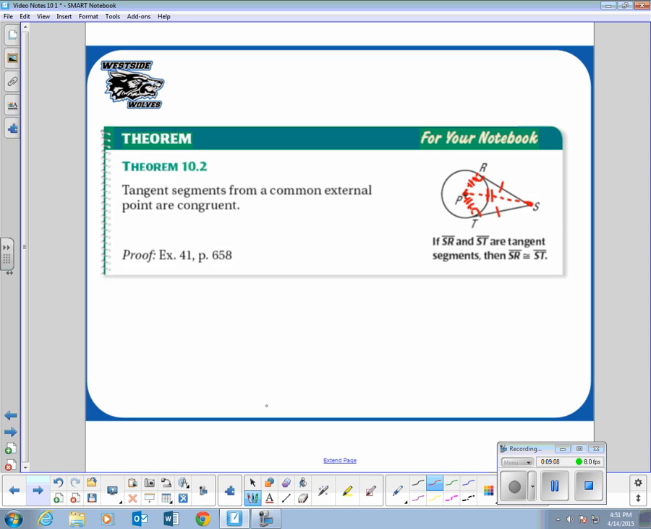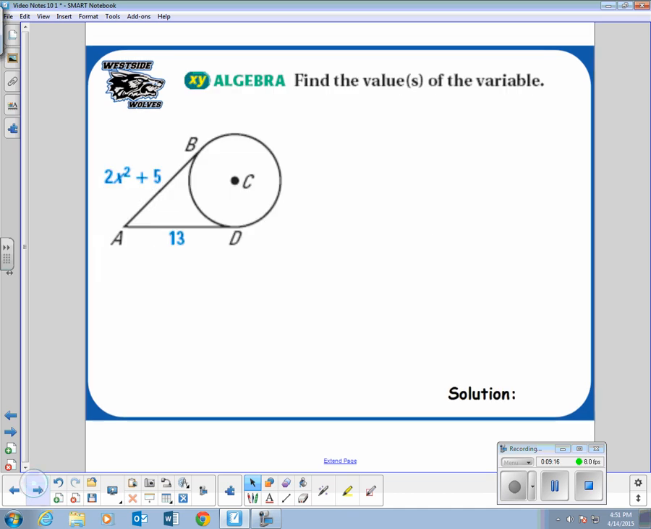And so what we have is a little HL theorem going on here, which is what makes RS and TS congruent. It all has to do back with congruent triangles in our proofs. So now let's apply this. If I look at this problem here, B and D are tangents, and since they are tangents, that means that these two pieces must be congruent. And so we have 2x squared plus 5 equals 13.